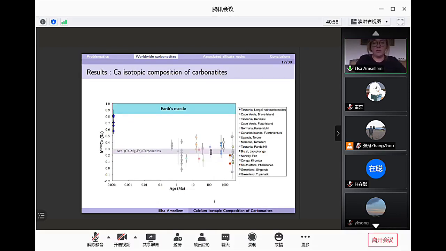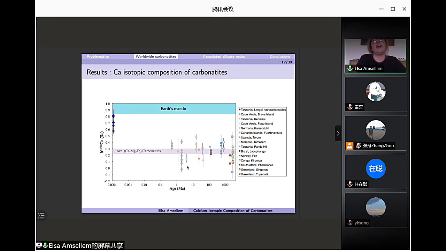So here are the main results of this study. Here you have the calcium isotopic composition of the carbonatites I studied relative to their age. And here we see that most of the carbonatites, and these are only calcio-, ferro-, and magnesio-carbonatites, are all enriched in the lightest calcium isotopes compared to the Earth's mantle, which has a bulk value of 1 per mil. And these carbonatites have an average value around 0.3 per mil, which represents the first igneous rocks that have this calcium isotopic composition.